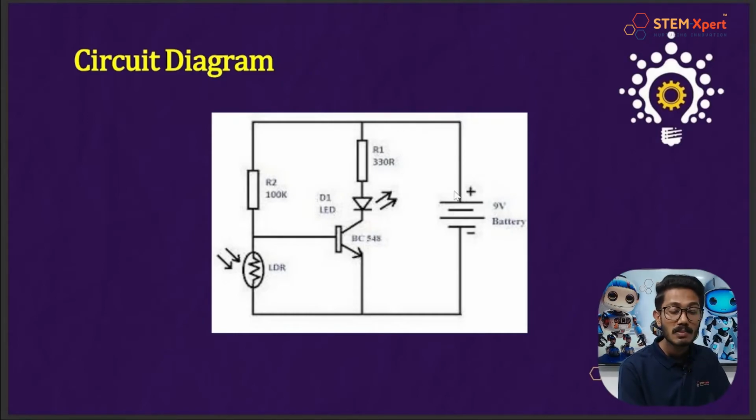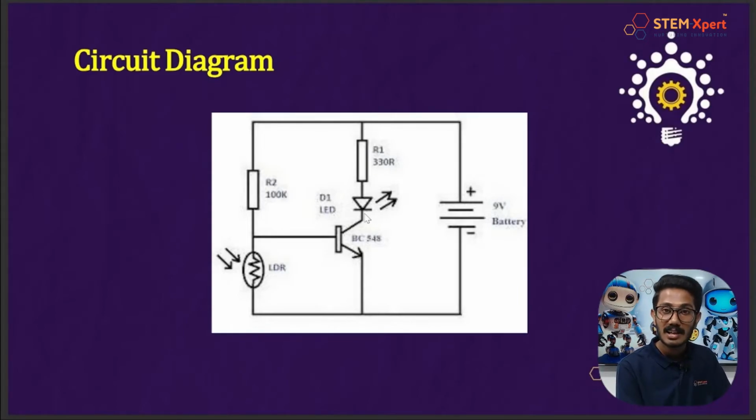That means the positive of the 9-volt battery, we need to connect it along with the 330 ohm resistor. At the same time, we need to connect the 100 kilo ohm resistor. This 330 ohm resistor is connected along with the positive of our LED. We know that LED has two terminals, one is positive, another one is negative. So the larger one is a positive terminal and the smaller one is a negative terminal. So this 330 ohm resistor is connected along with the positive of our LED.